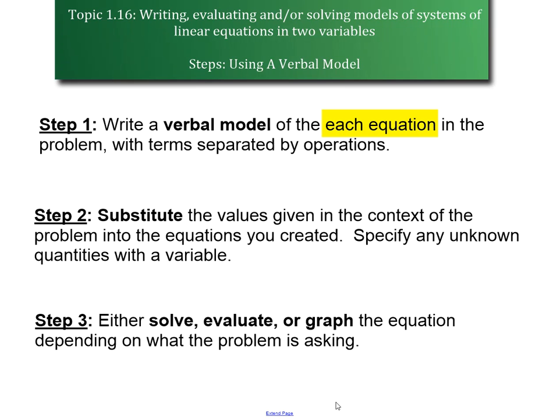Okay, back to the wonderful world of modeling. We're still going to be doing some modeling of linear equations now. But how about systems? Same thing. Two scenarios, each represented by an equation, two equivalent expressions. You just have to write a verbal model for each equation. Substitute and then solve. Good news, we know how to do all of this algebraically. So let's jump right in.